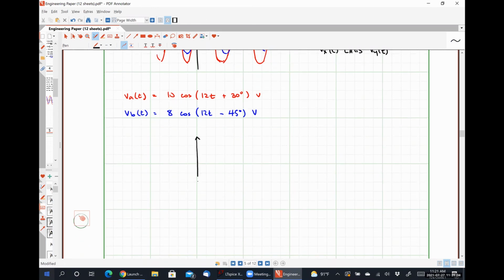On a phase diagram plot, like so, the positive horizontal axis is for 0 degrees. Then we would have 90 degrees up here, plus or minus 180 degrees over here, and negative 90 degrees here. So VA, I would represent as a vector that is 10 units long and forms an angle of 30 degrees with the positive horizontal axis. So something like this, where this angle is 30 degrees. And VB, actually, would be a vector that is 8 units long with an angle of negative 45 degrees.